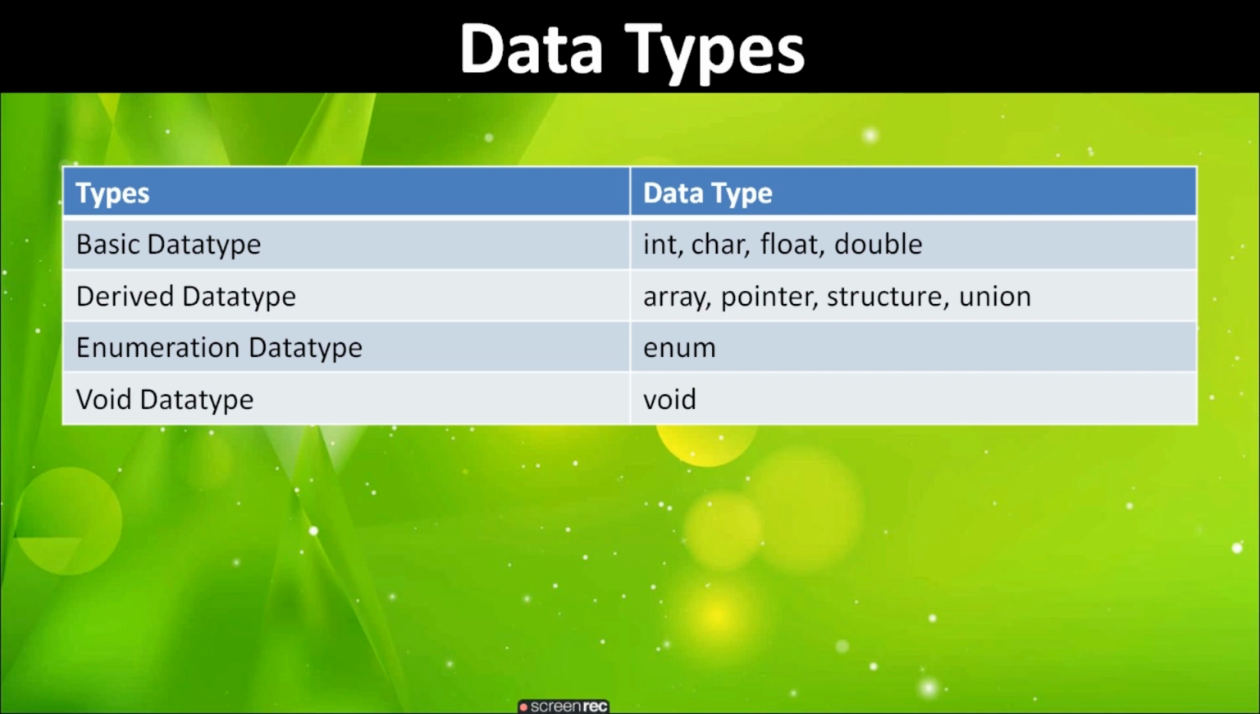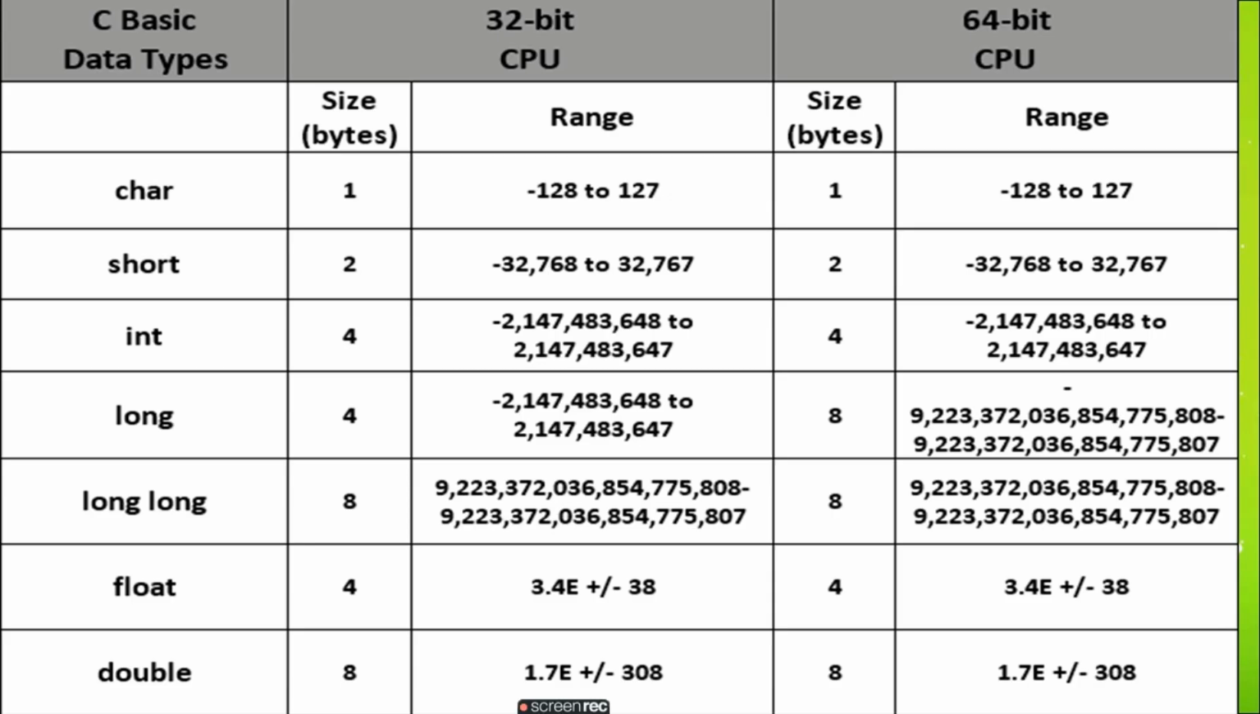Let us understand the basic data types one by one: integer, float, character, double, long. In this table, we have shown the 32-bit CPU and 64-bit CPU, what will be the range and what is the size of the basic data type. So first is the character, which holds 1 byte of size, and the range is -128 to 127. Similarly in 64-bit CPU also.